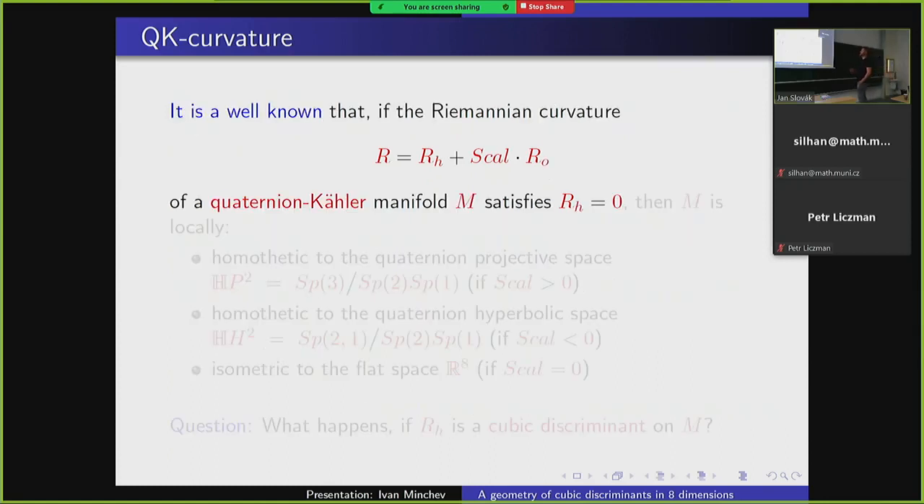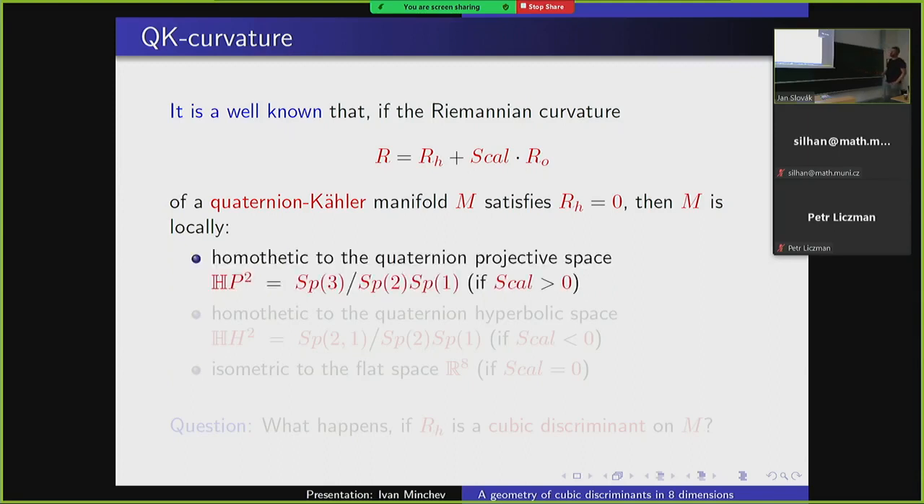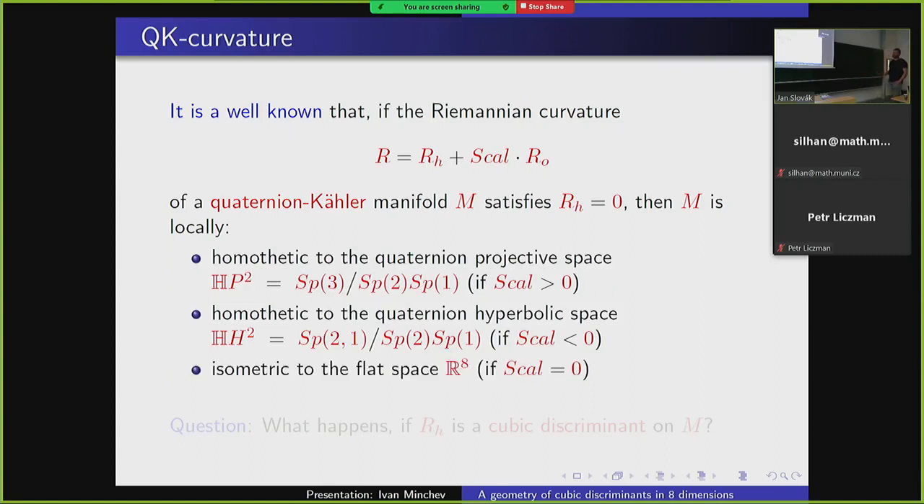Well-known things. But what I want from here is to recall a very basic fact about quaternion-Kähler manifolds, namely that if you assume that the first component, this hyperkähler-type curvature component, vanishes, then you can say exactly what the manifold is. It depends only on the scalar curvature. You have either the projective space, or the quaternionic hyperbolic space if the scalar curvature is negative, or you have R^8, the flat space. So if the first component vanishes, it's very easy to say what the manifold is.